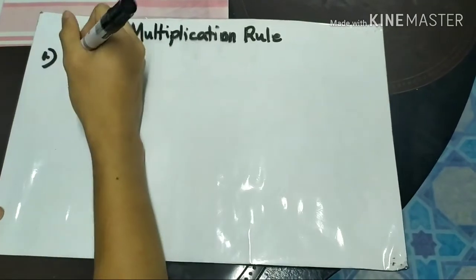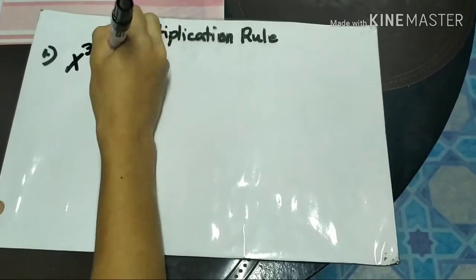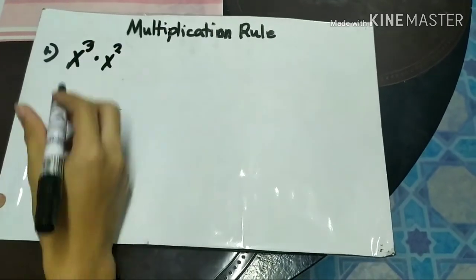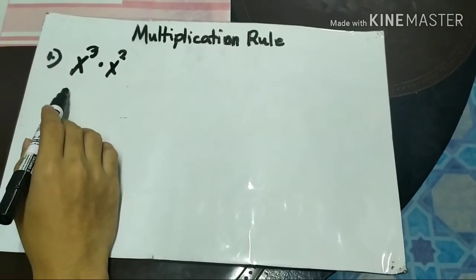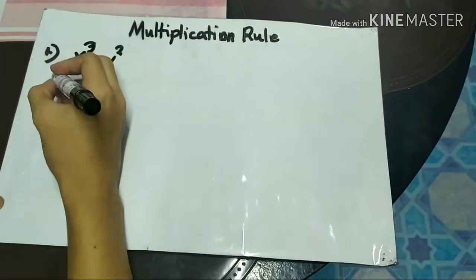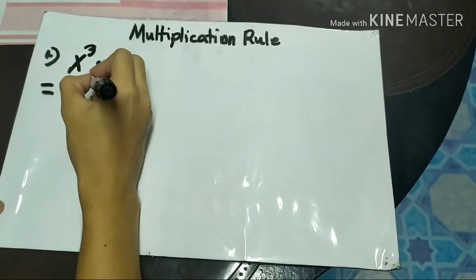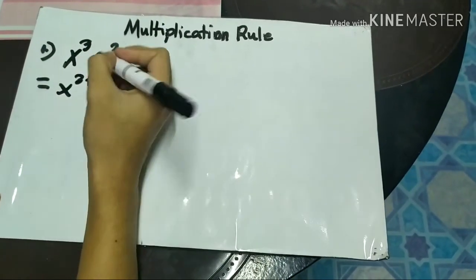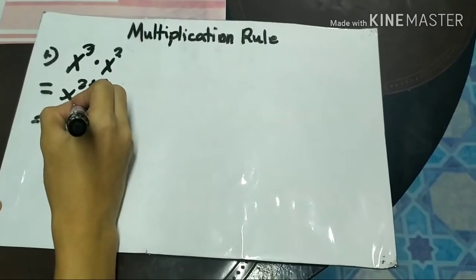Example number 1. x cubed times x squared. Now you can see they are the same base, so we can add the exponent. Equal x to the power of 3 plus 2, equal x raised to the power of 5.